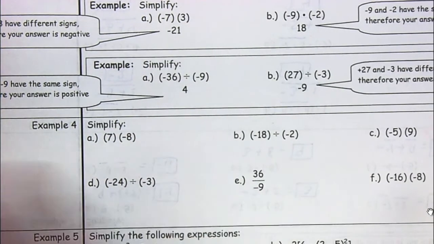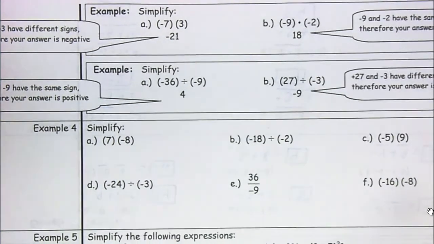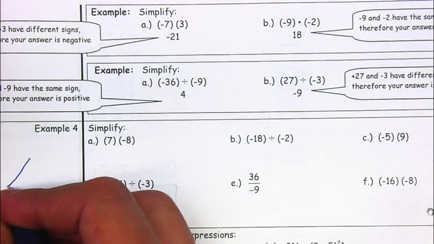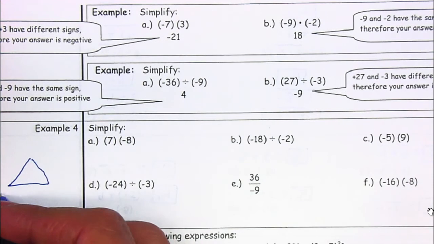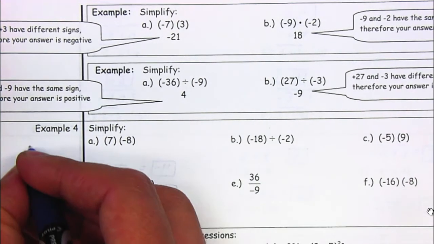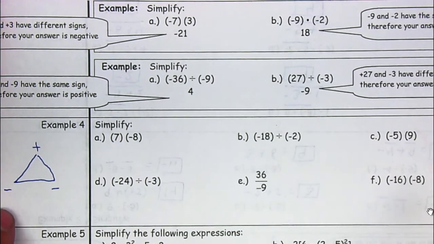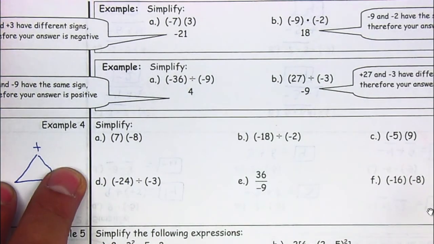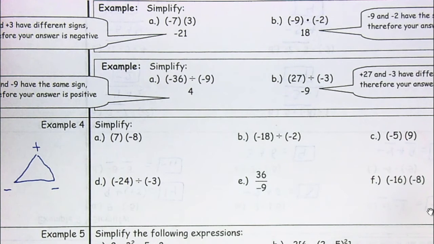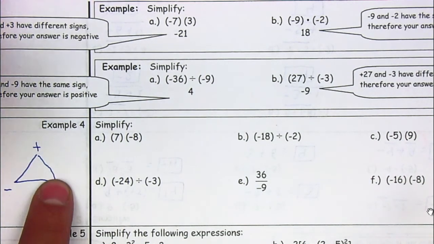Another way to memorize your multiplying and dividing properties is by using the triangle. On the bottom we have two negatives and we have a positive. Some of you guys have seen this before. If we multiply or divide, a negative and a negative becomes a positive. If we multiply a negative times a positive, your answer will be negative.